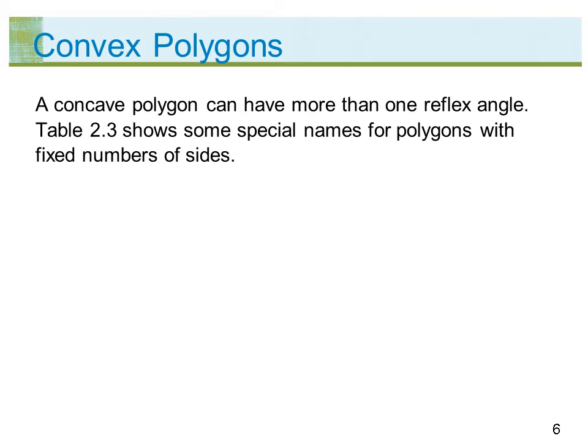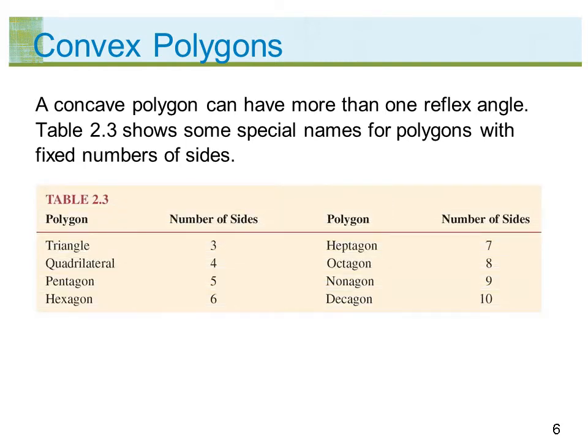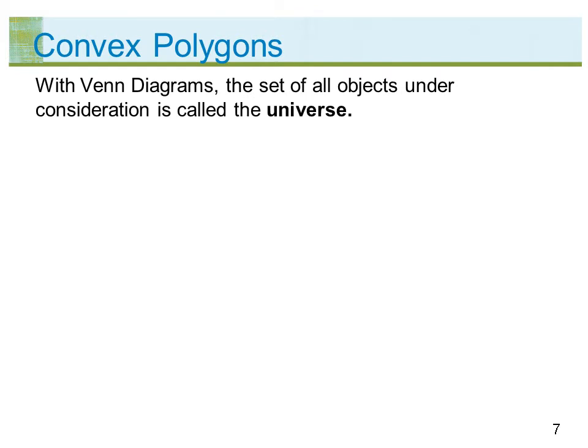Table 2.3 shows some special names for polygons with fixed numbers of sides. Table 2.3: polygon, number of sides. Triangle, 3. Quadrilateral, 4. Pentagon, 5. Hexagon, 6. Heptagon, 7. Octagon, 8. Nonagon, 9. Decagon, 10. With Venn diagrams, the set of all objects under consideration is called the universe.